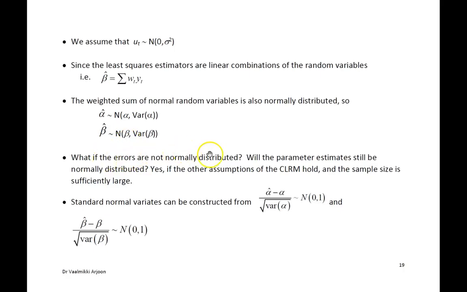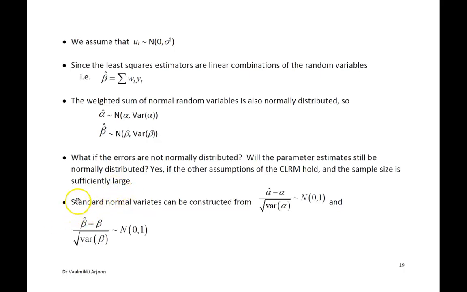What if the errors are not normally distributed? Then will the parameter estimates still be normally distributed? Yes, if the other assumptions of the classical linear regression model that we looked at earlier hold, and the sample size is sufficiently large.